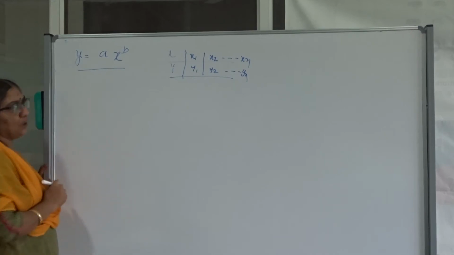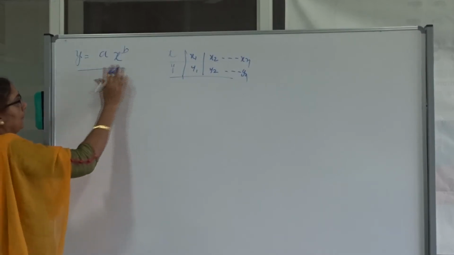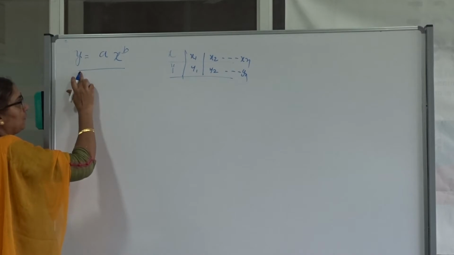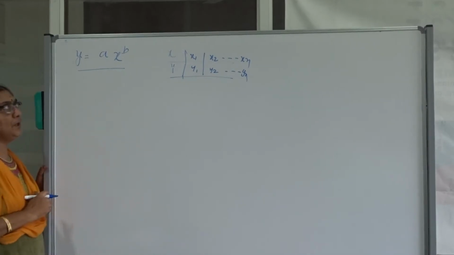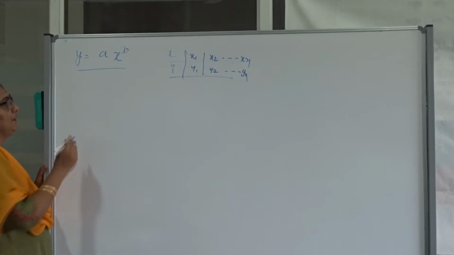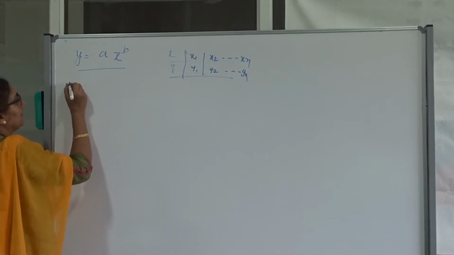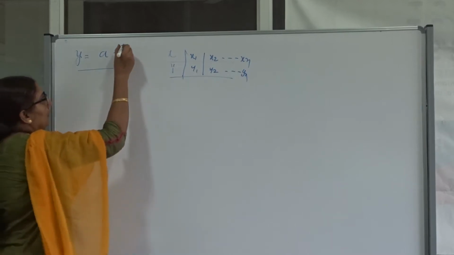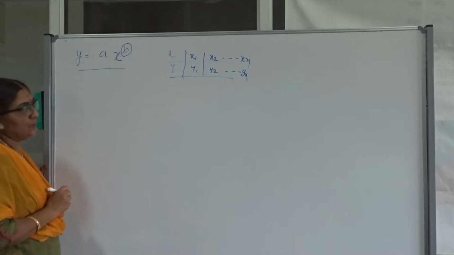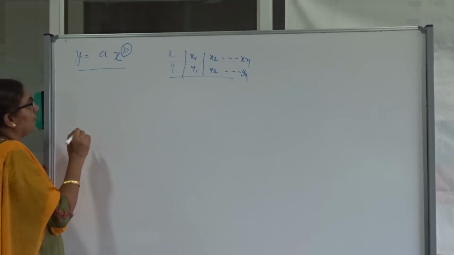Y is equal to a into x power of b. I want to find the best approximation equation to the curve, which is nothing but y equals a x power of b. It's not a polynomial. This is my general equation. First I have to convert it into a polynomial. How to convert it into a polynomial? First I have to convert this power into the form of a product.